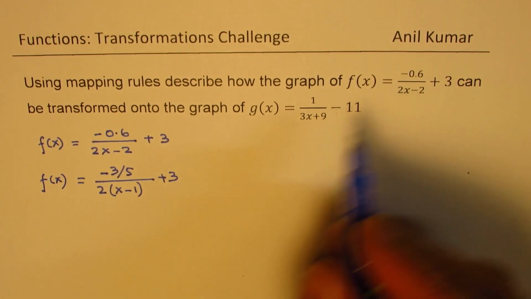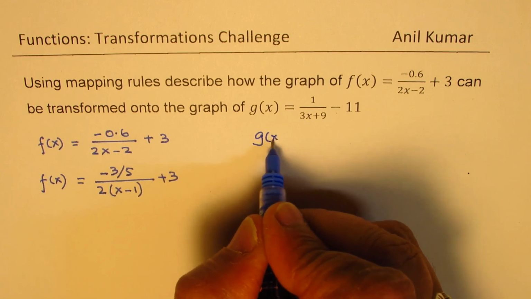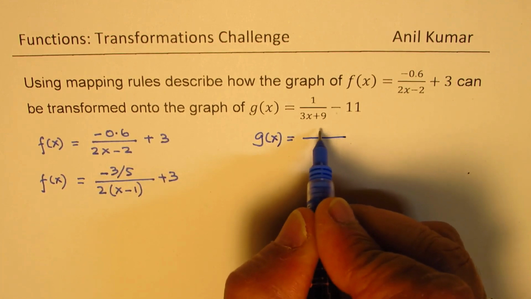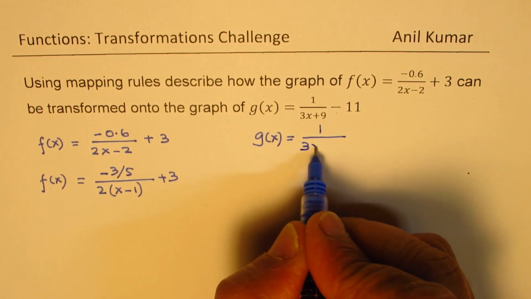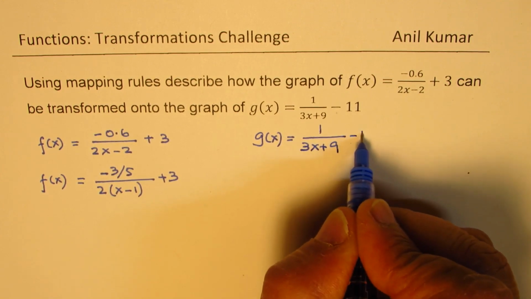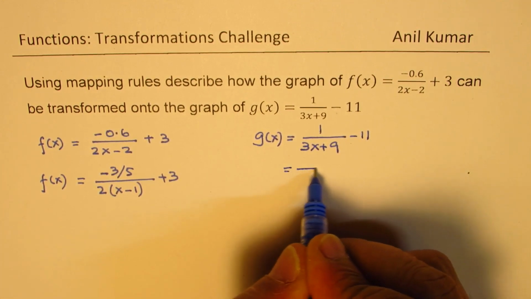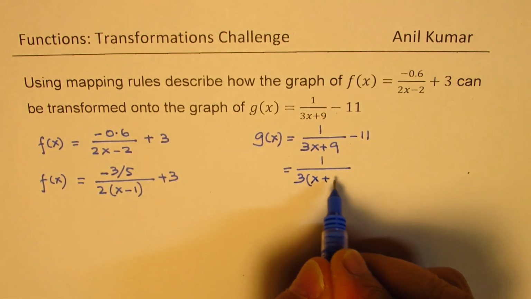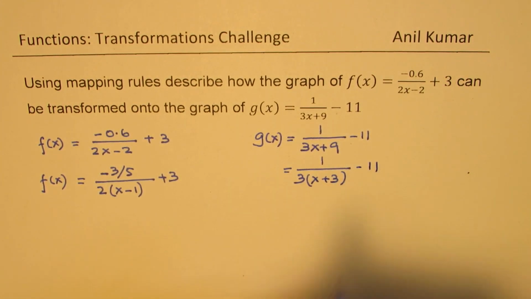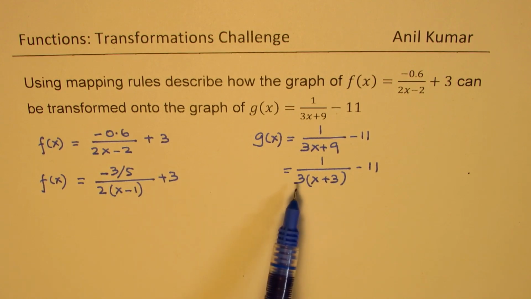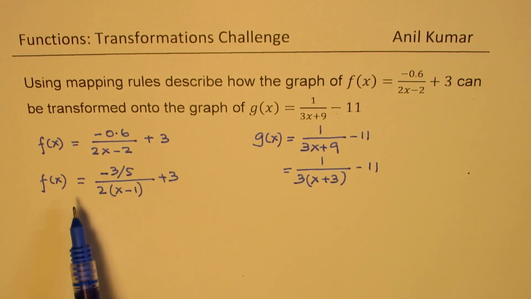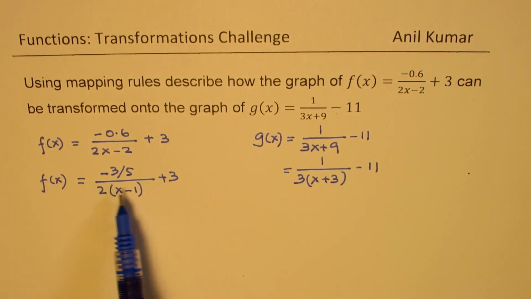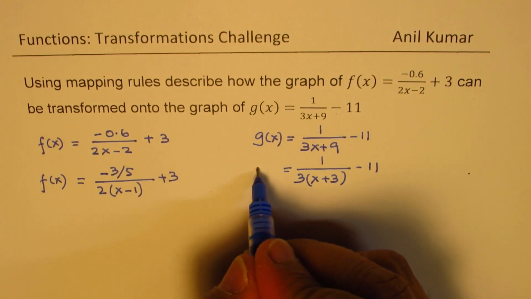Perfect. Now g of x. G of x is given to us as 1 over 3x plus 9 minus 11. So here we can write 3 common in the denominator, x plus 3 minus 11. Clear? That is the first step. Now we need to see how they are related, or how f of x gets transformed to g of x.